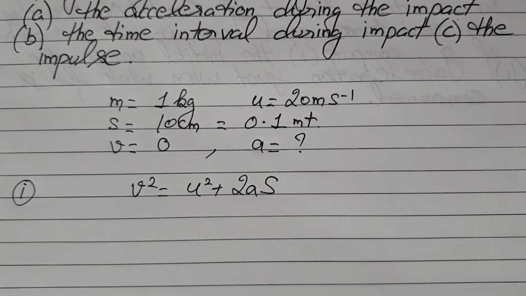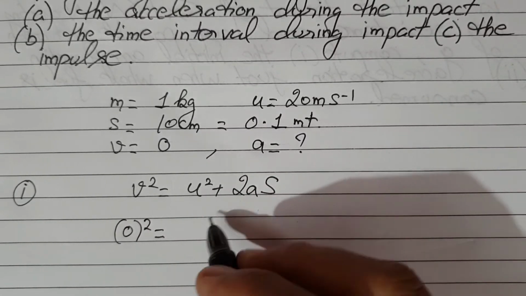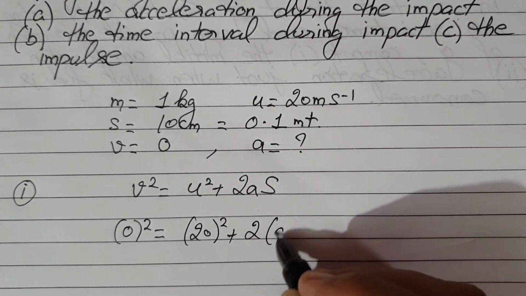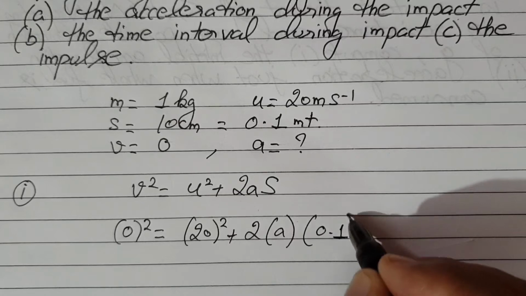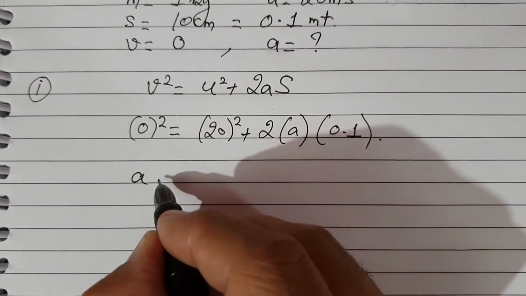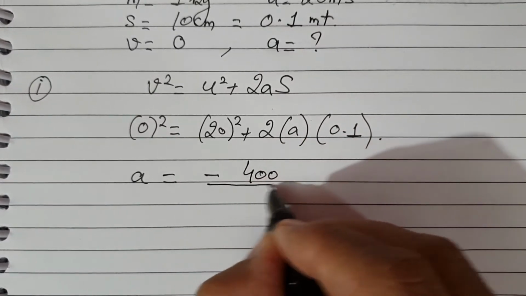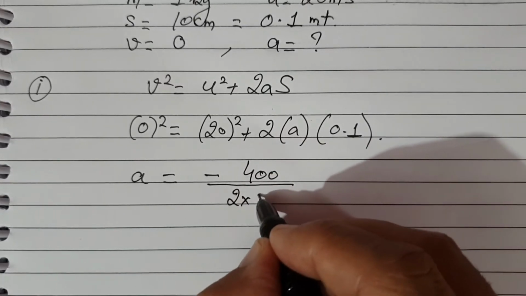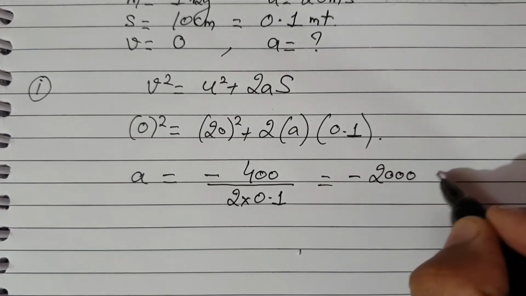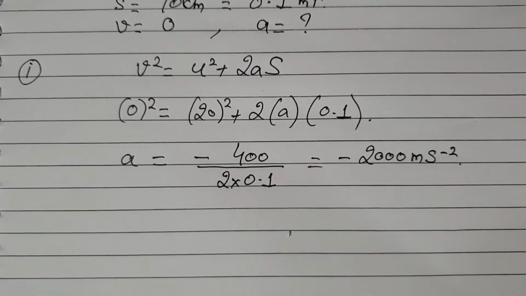Now substituting these values, what was v? 0 squared equals, what was the initial velocity? 20 squared plus 2, we have to find a, s is 0.1. Okay, now what will be a? The values. So a will be equal to minus 400 divided by 2 into 0.1, which is minus 2000 meter per second square. So this is the acceleration of that object.